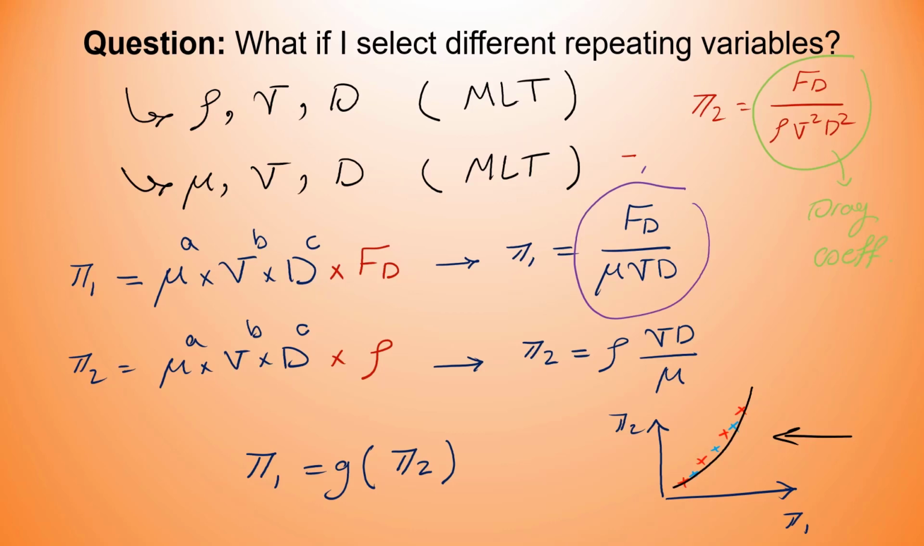Because this is a well-known dimensionless number, we obviously prefer to work with a well-known dimensionless number than some dimensionless number that is new to us and doesn't have any name. Okay, so both approaches are correct. No matter what repeating variables you choose, you're going to get correct answers.